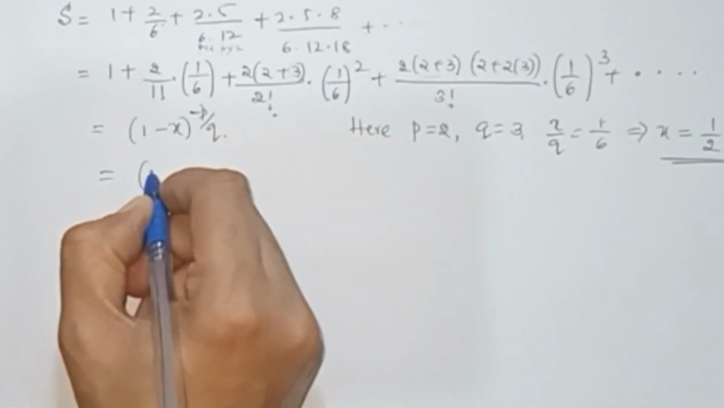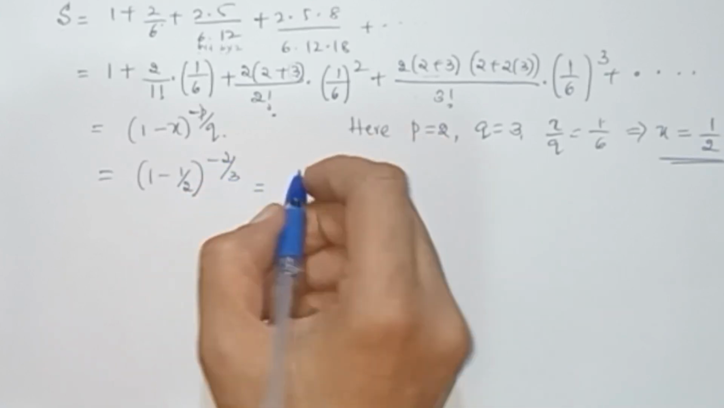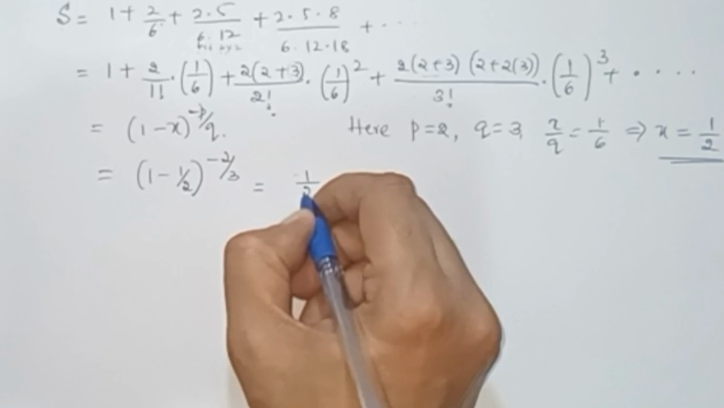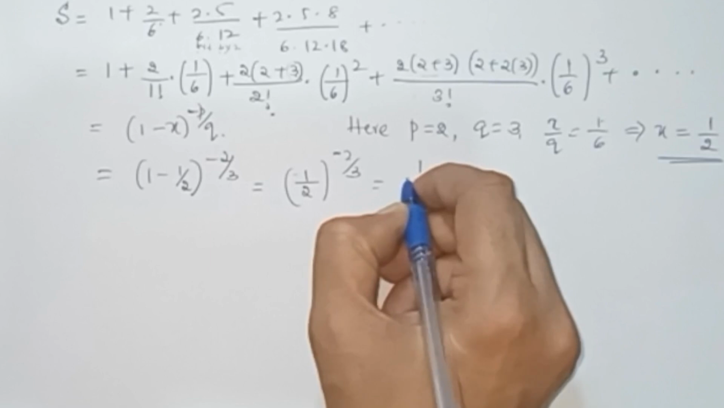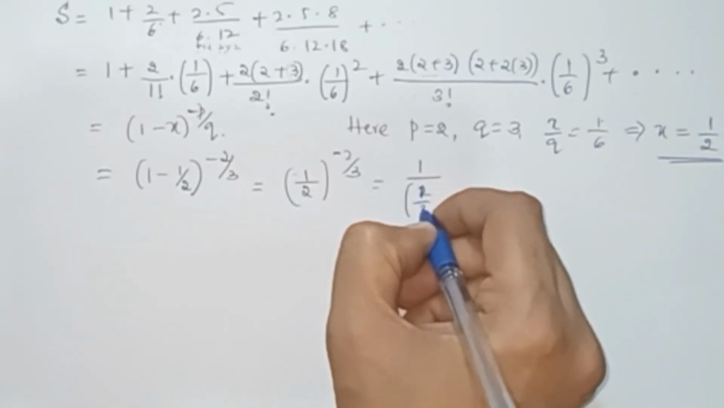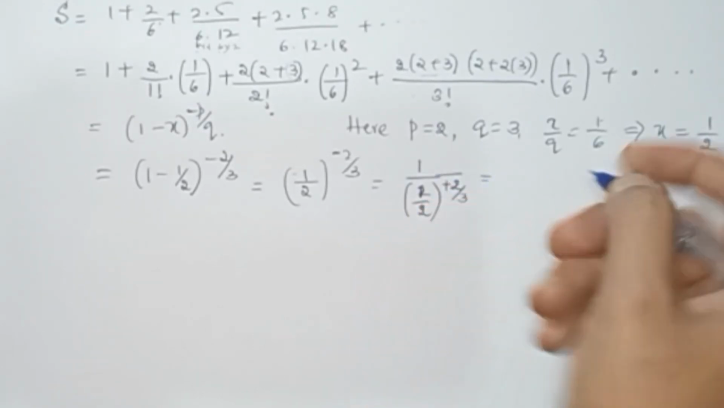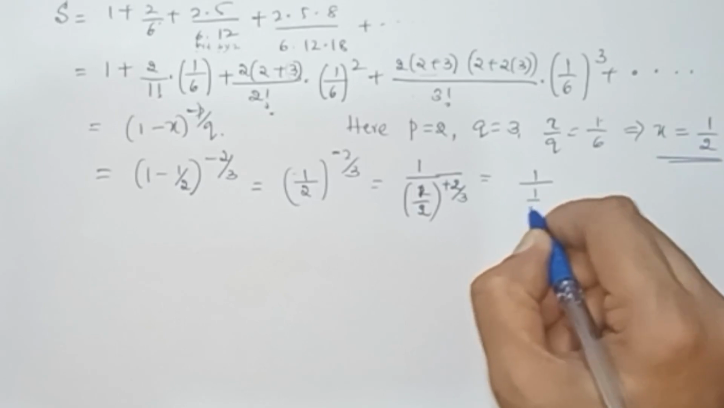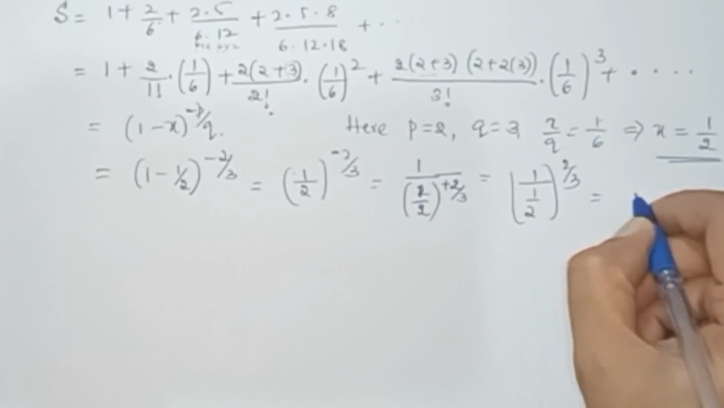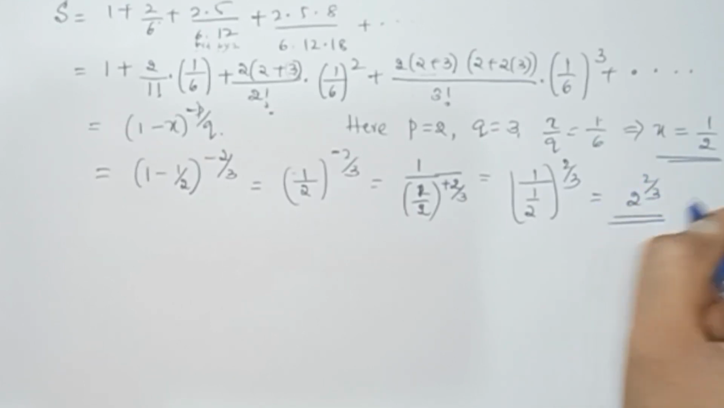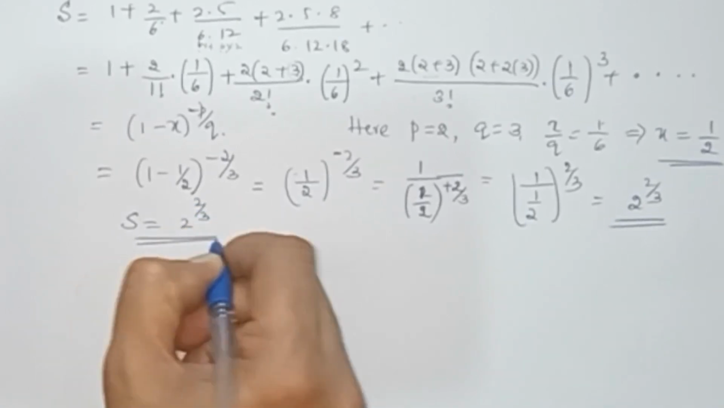Let us substitute that here. 1 minus 1 by 2 whole to the power minus 2 by 3, which is equal to 1 minus 1 by 2 is 1 by 2 to the power minus 2 by 3. So a to the power minus 1 can be written as 1 by a, 1 by 2 to the power minus 2 by 3 becomes plus 2 by 3. This is equal to 1 by 1 by 2 whole power 2 by 3, because 1 to the power any value is 1. So that is 2 to the power 2 by 3. Therefore, the summation of this series is 2 to the power 2 by 3.